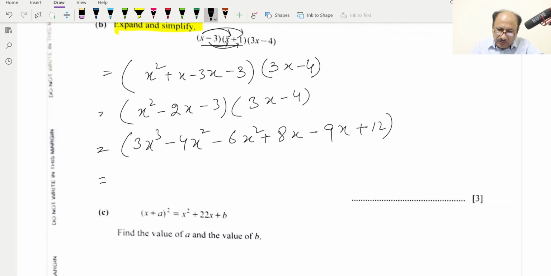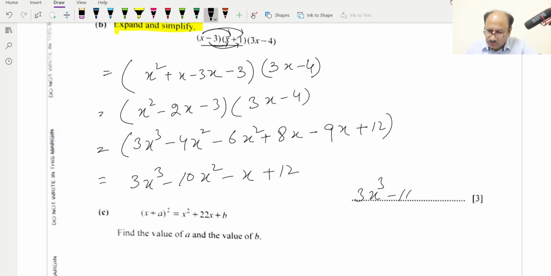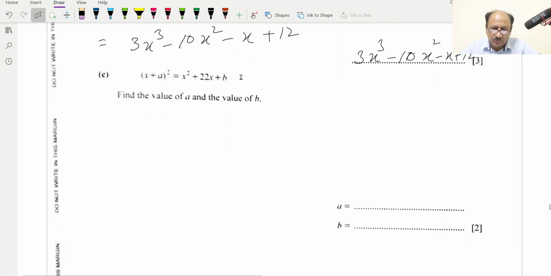And now we can add the like terms. 3x cubed minus 10, 4 and 6 will be 10, so 10x squared, and this will be minus x and plus 12. This will be our final answer. 3 marks question. If you know algebra, then this is very easy, and algebra you have to practice a lot because IGCSE is having around 30% portion from algebra, and even other chapters are also involving algebra portions.